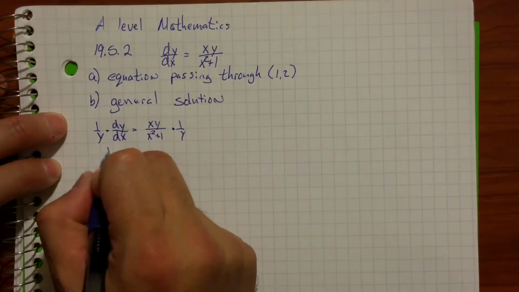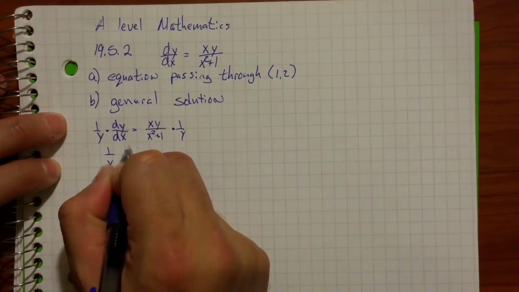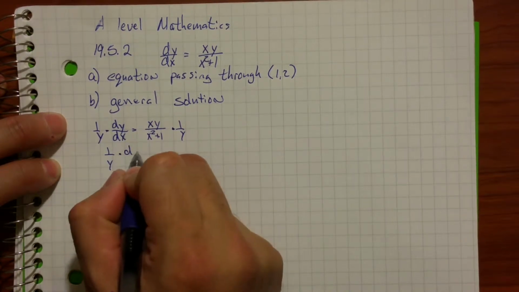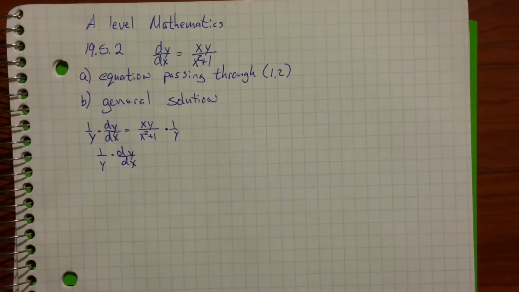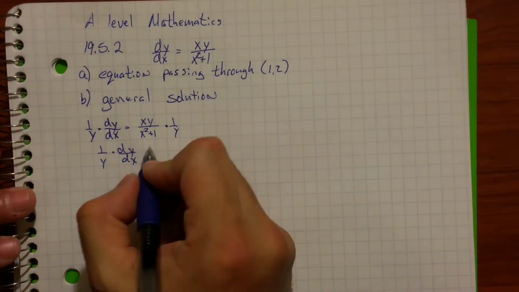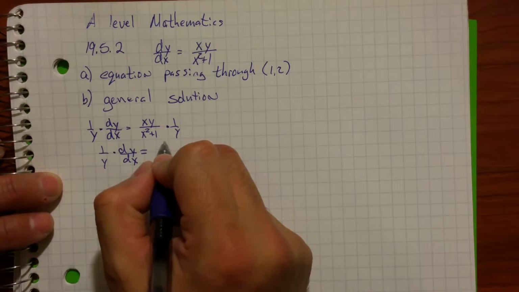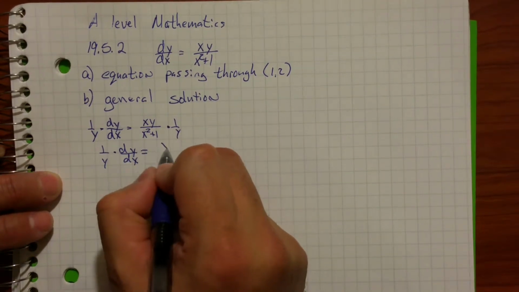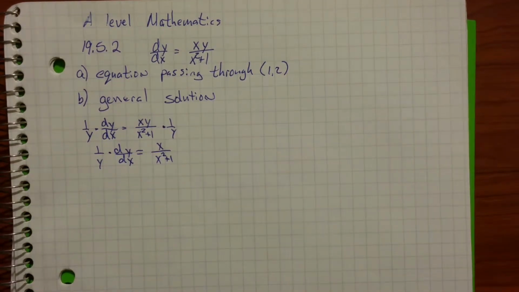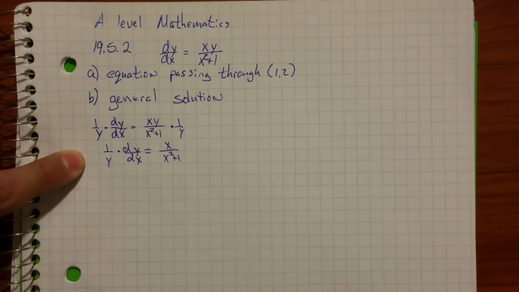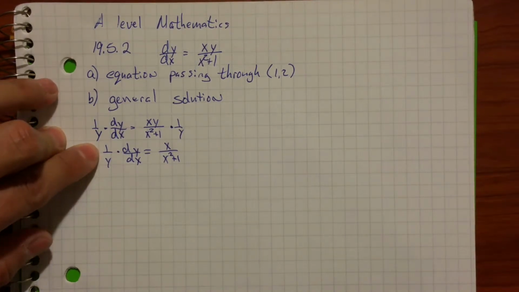So I'm going to get 1 over y times dy/dx is equal to, after I cancel out that y, I'm left with x over x squared plus 1. Now for this, let's go ahead and integrate both sides. So I'm going to set this up. For the left hand side here, this is going to be easy. This is going to give me ln y.